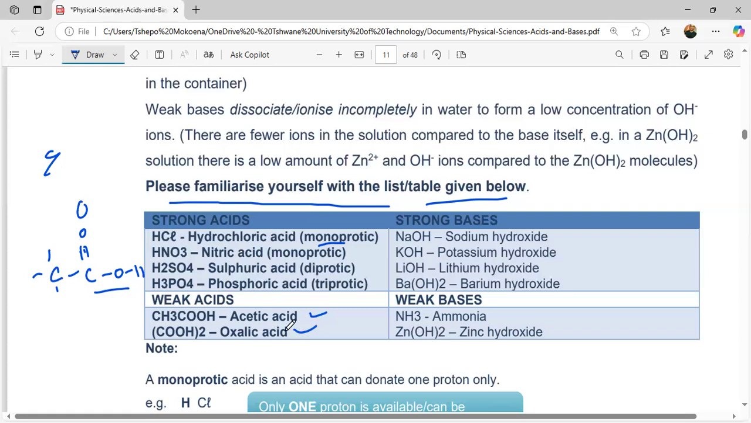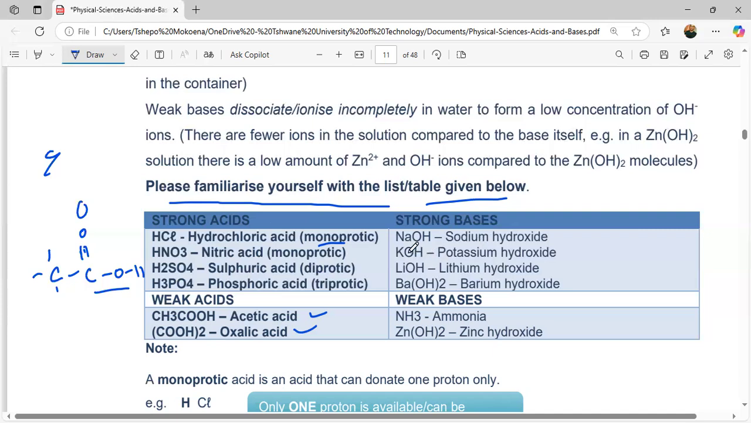So ethanoic acid or acetic acid, it is a weak acid. Even the oxalic acid, it is a weak acid, right? It doesn't start with H, so it can't be a strong acid like these ones that we see over here. Now, let's come to the strong bases.